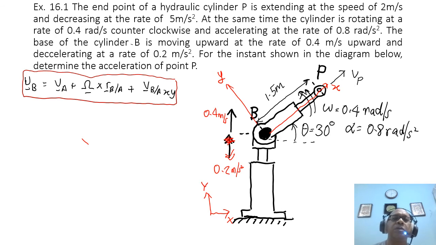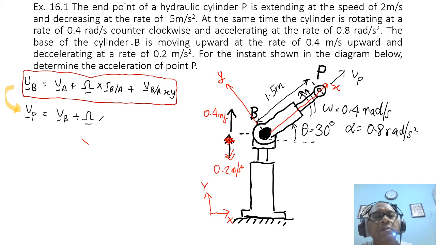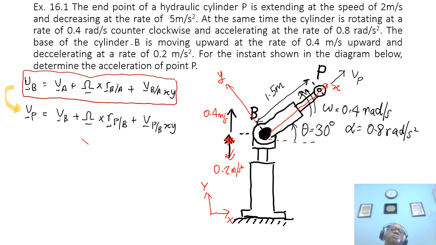So we will use our system here as before. That is the previous one. We want to use our known system, so we will write the velocity of P equals V B here plus omega cross position vector P relative to B plus V P relative to B in the rotating XY. So that's how we map P to this equation, right?